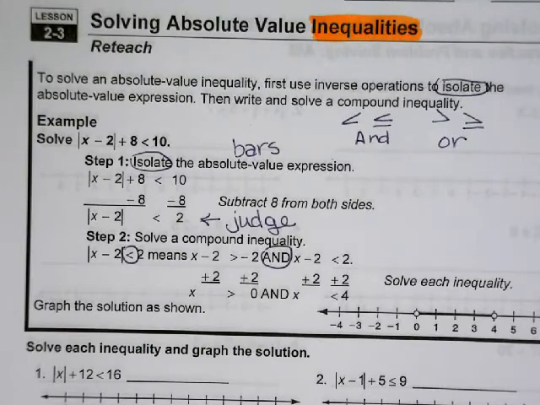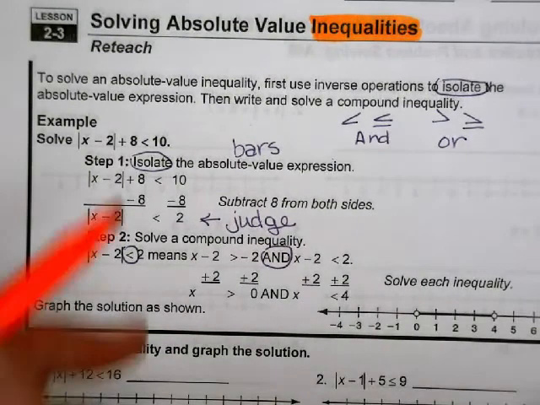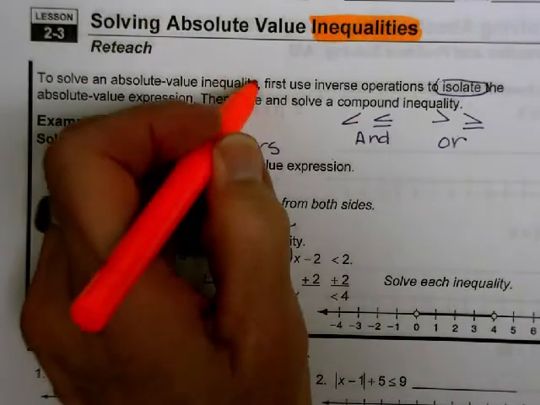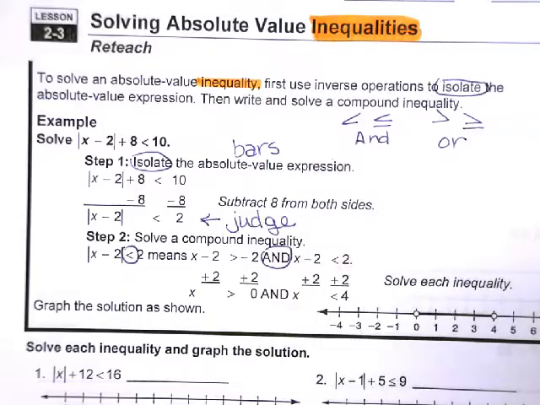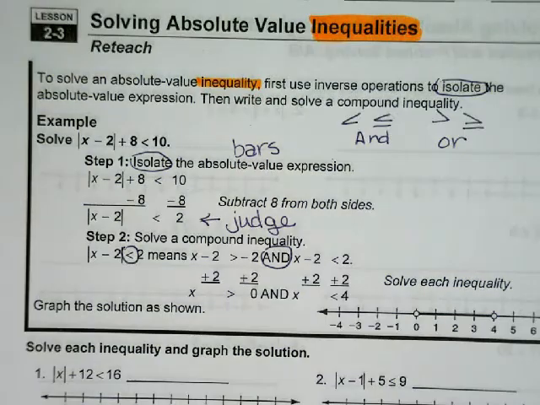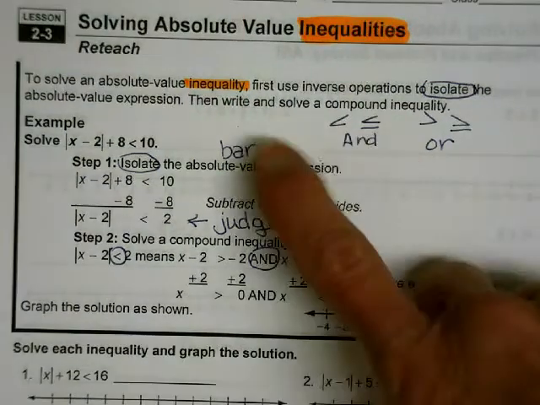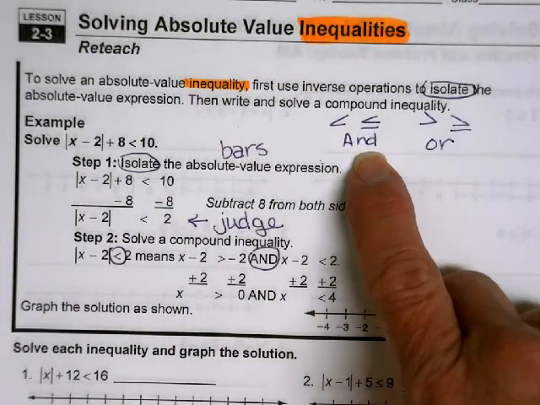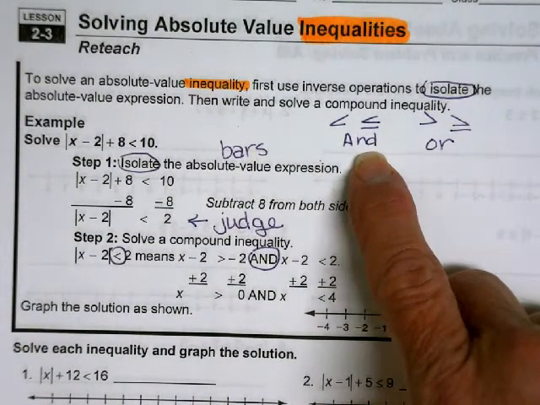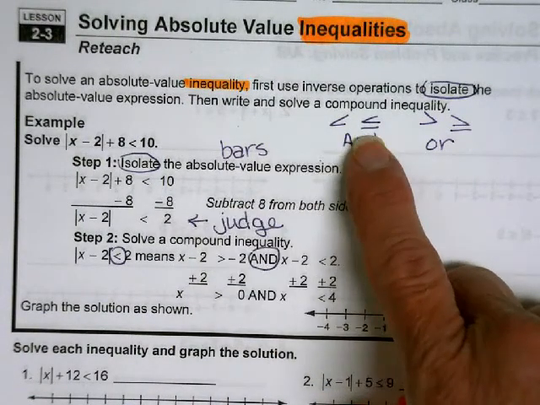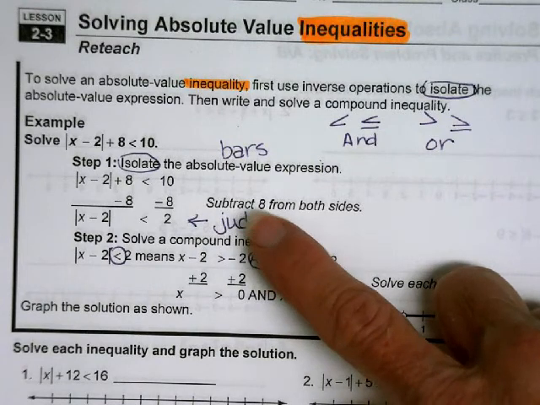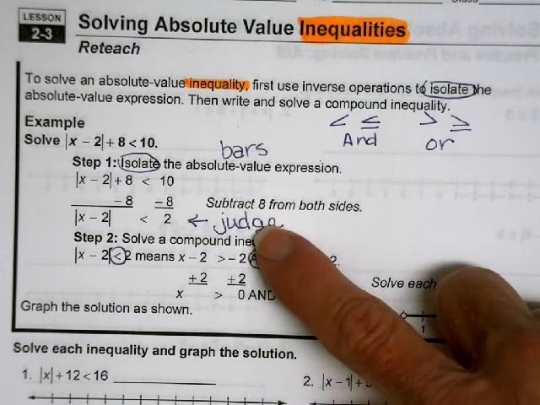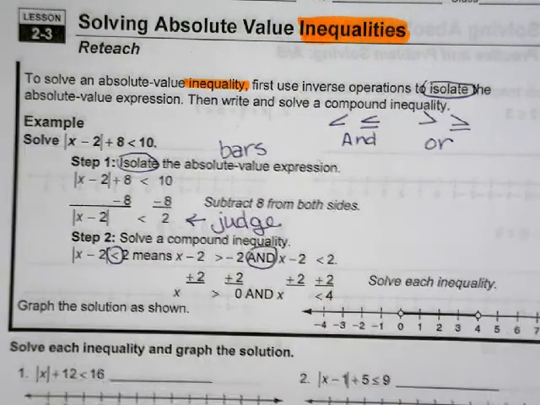Here we go. Solving absolute value inequalities. To solve an absolute value inequality, we get to isolate the absolute value expression. Then you write a compound inequality, right? And so you can either have an and inequality, and you don't decide what it is till you get to this step. This is where you judge the type of inequality.